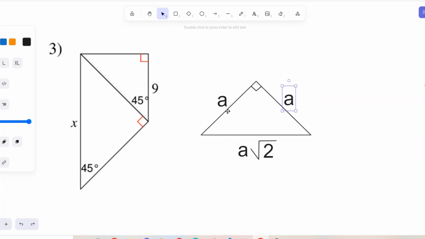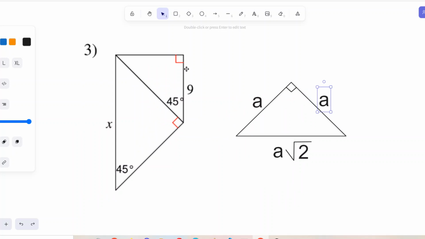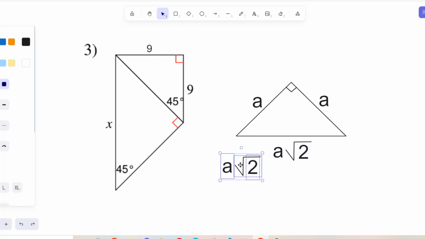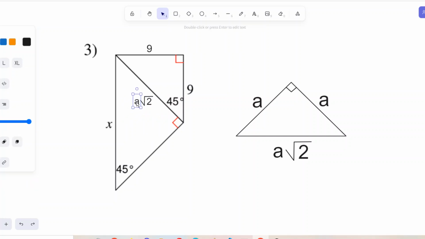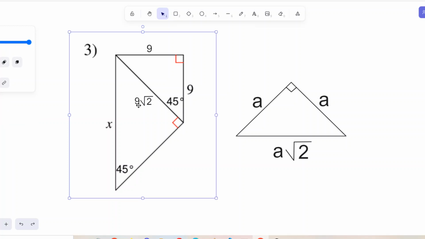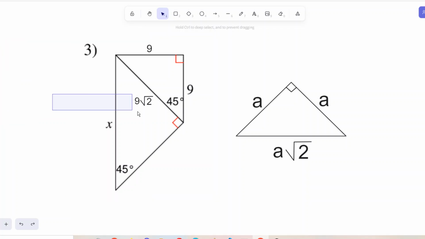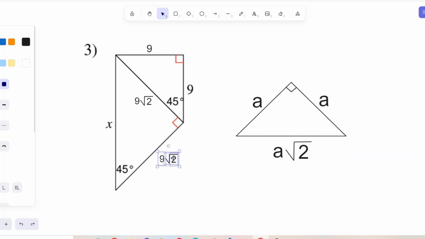So if you have some side length, the hypotenuse is the side length times root 2. Luckily, with number 3, we have the side length. So we know this is 9. Therefore, the other one is also 9. And that would mean that this hypotenuse is 9 root 2. So if that's 9 root 2, then so is this one.